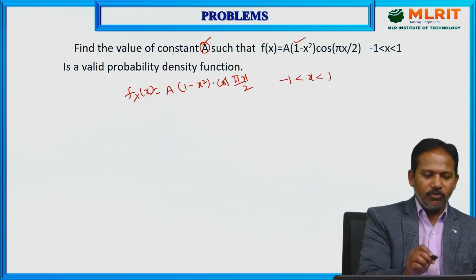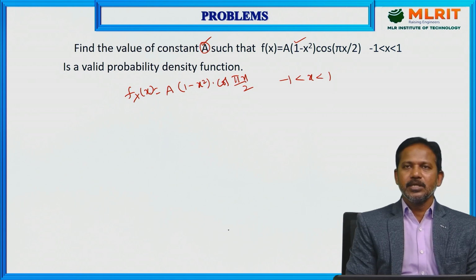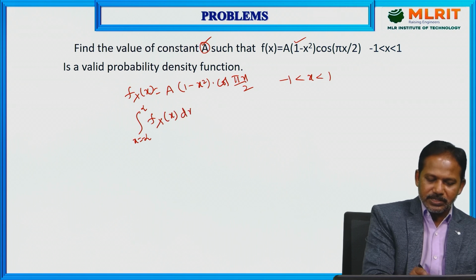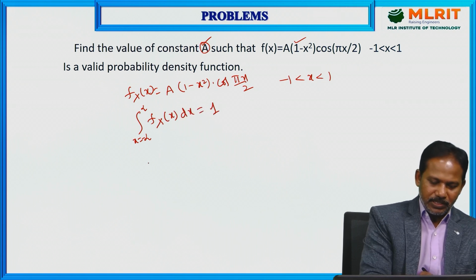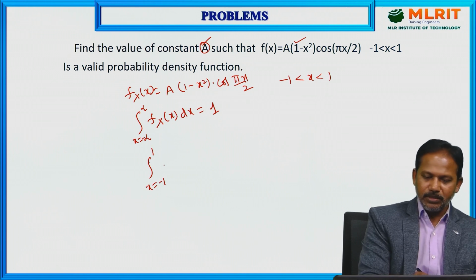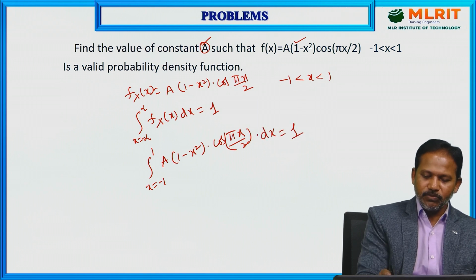Here also I need to find the value of a, which means I need to use the fact that the area under the density function is always 1. That is, the integral from x equal to minus infinity to plus infinity of small fX(x) dx is equal to 1. That is, the integral with lower limit minus 1 and upper limit 1 of a into (1 minus x square) with cos(pi x by 2) dx is equal to 1.